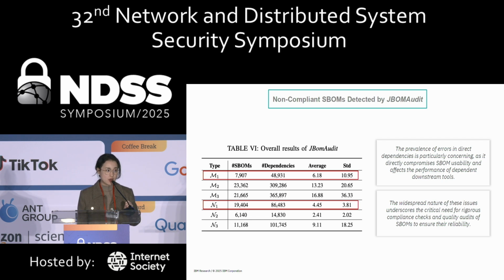This slide shows the overall result of the non-compliant SBOMs detected by JBomAudit. As we can see, we revealed a significant number of missing dependencies or incorrect dependencies. Especially for the direct dependencies, it is quite concerning because it makes the SBOM less reliable, and it also disrupts the tools built on top of SBOM, and it will eventually exaggerate the security risk in the software supply chain.